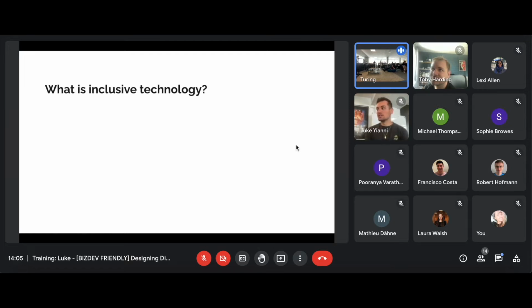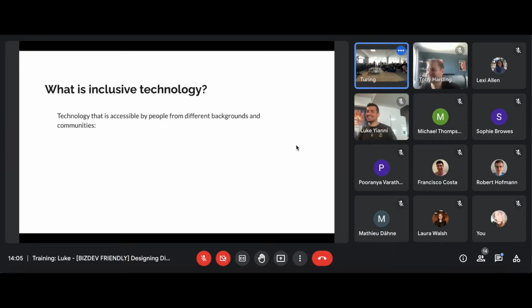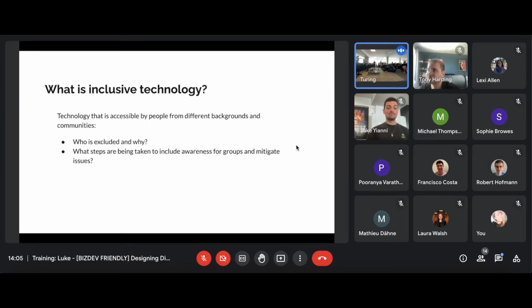What is inclusive technology? Anyone in the room want to hazard a guess? No, nice, safe option. So, inclusive technology is technology that is accessible by people from different backgrounds and communities. Questions that you want to ask yourself when you're thinking about the accessibility and inclusivity of the product that you're creating are who's excluded and why they're excluded, and what steps are we taking as a team to build awareness for those groups and mitigate issues that are created by us not making those considerations?